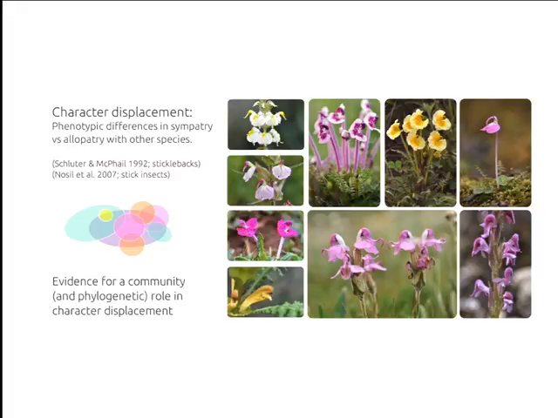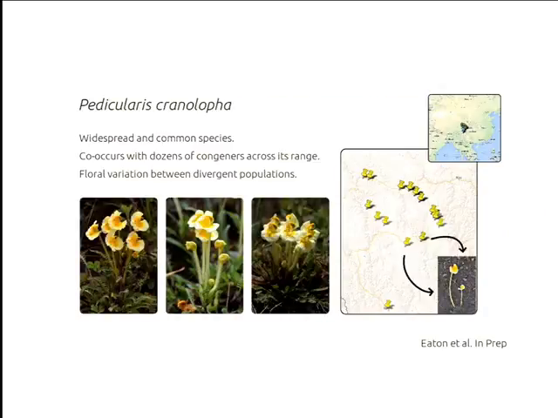And in addition to just focusing on phenotypic characters as a sort of selective factor, we also included phylogenetic information as a potential covariate, because it could be that closer relatives have a more detrimental effect in exchanging pollen. So to do this, we focused on one widespread and really common species of Pedicularis, Pedicularis cranolopha, which I collected really broadly across northern Yunnan province and southwestern Sichuan province, where it co-occurs with several dozen other species.